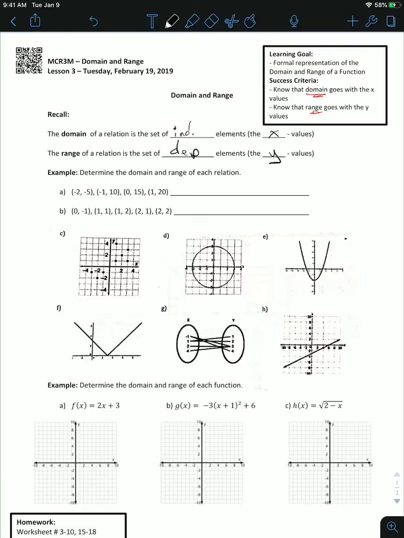And if you're not good at writing squiggly brackets, you might get good at it. I don't know, I'm still not too good at it, right? But this is typically how the domain and range is written like this, okay?